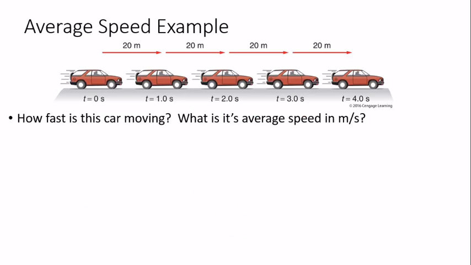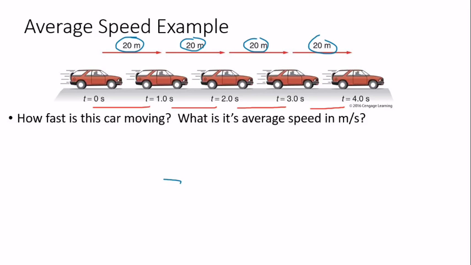So let's look at an example here. Here's an example from your textbook. If you look at it, these time intervals are 1 second apart. We're going from time equal to 1 second to 2 seconds to 3 seconds. So there's 1 second in each of those intervals. And for each of those intervals, what's the distance? It's going 20 meters for each second. I can't quite picture that. I think that's pretty fast.